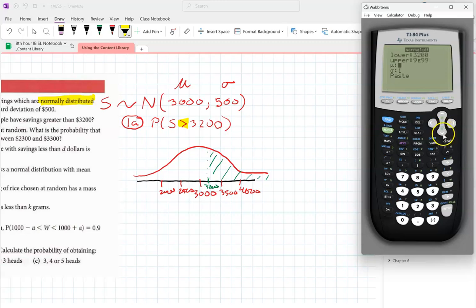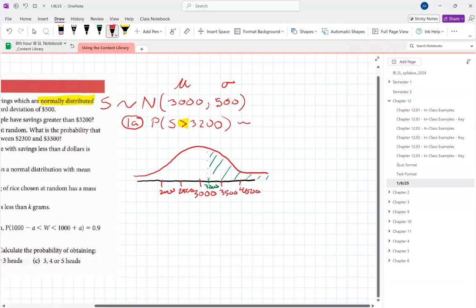And then I need to change the mu. What does that mu stand for? The mean. So 3,000. And then the sigma stands for standard deviation, so 500. And then I just press paste and then enter, and there's my answer. So about 34.5%.